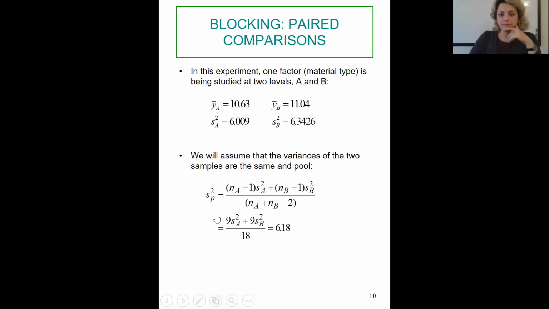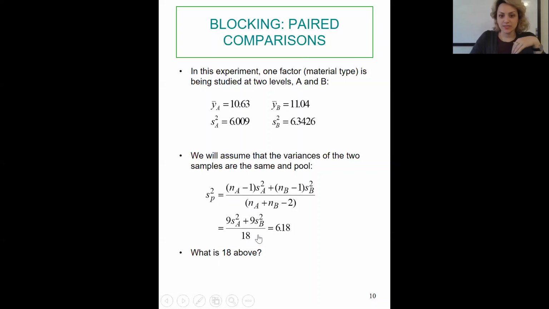We have this equation for it. You take the degrees of freedom of A and of B, multiply each by its individual variance, add them, and then divide by N_A plus N_B minus 2, which is 18 here. So we will find the pooled variance.